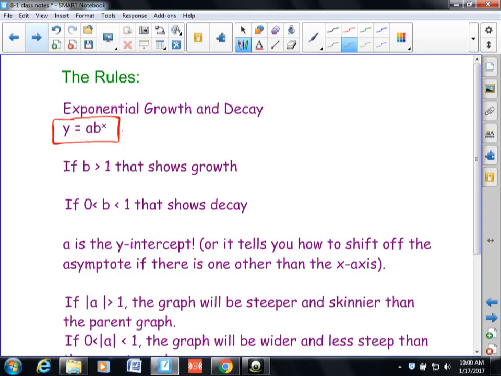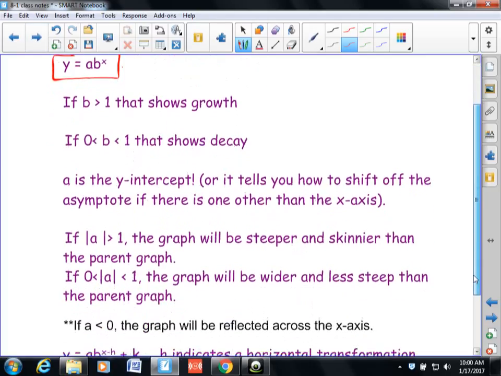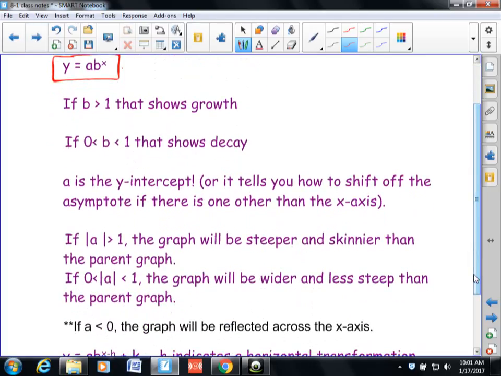Now if the absolute value of a is greater than 1, then the graph will be steeper and skinnier than the parent graph. And if the absolute value of a falls between 0 and 1, so again, if it's a fraction less than 1 but greater than 0, it's going to be wider and less steep. And think about that with parabolas. Again, absolute value of a, if it was greater than 1, it was a skinnier parabola. And if it was a fraction, it made it wider. Something I've got with a double asterisk there is if a is less than 0, the graph will be reflected across the x-axis. So it'll just be its mirror image.